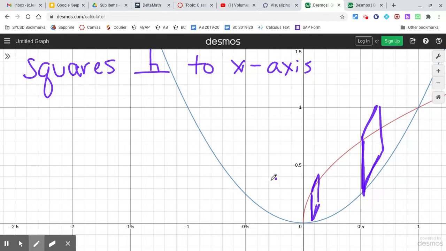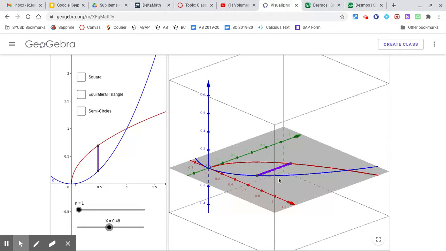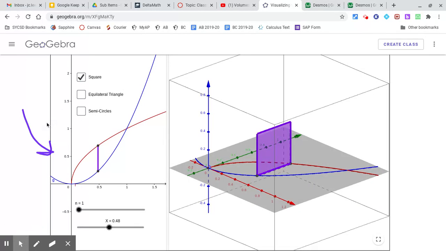If you want to look at another visualization, go back to my pointer tool. This is a nice website, and I'll put the link out there for you. On the left, you can see the graph, just like what we have on the Desmos screen. I'm going to click squares, and we're going to have squares perpendicular to the x-axis. You can see I'm moving this square along, and the squares are down here and really small. Then as they move through three-dimensional space, they get bigger and bigger, and then smaller and smaller at the top end.